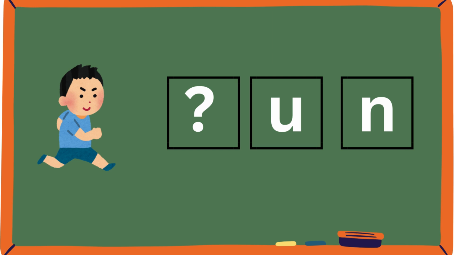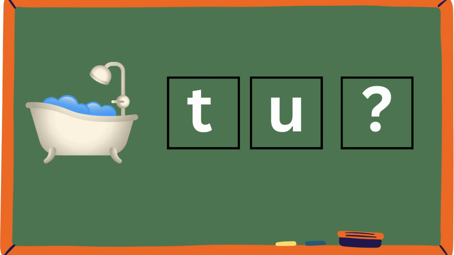Un. Looks like he's running. Un. What letter makes the sound? R. Run. Last one, guys. Keep it up.